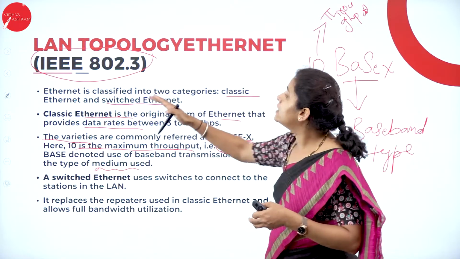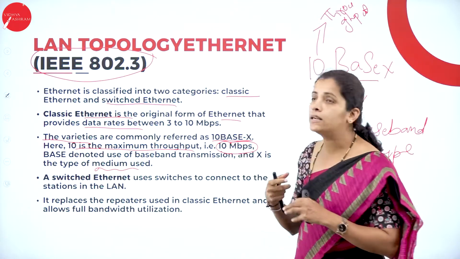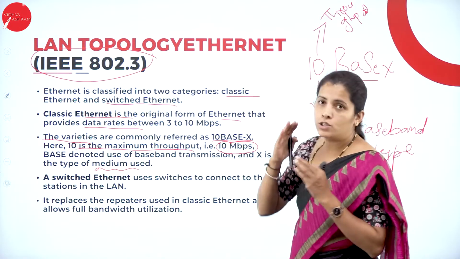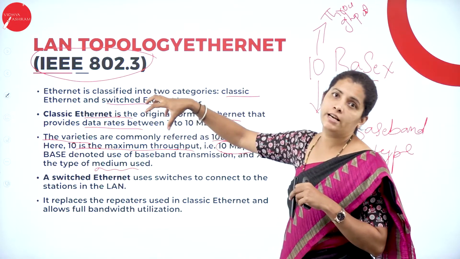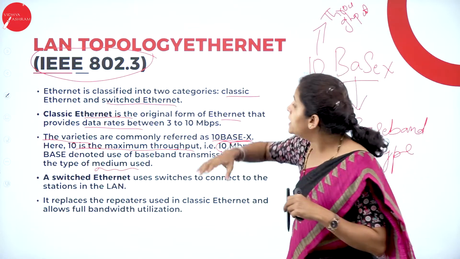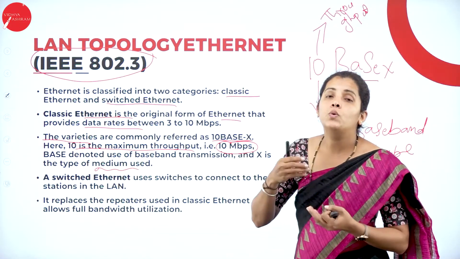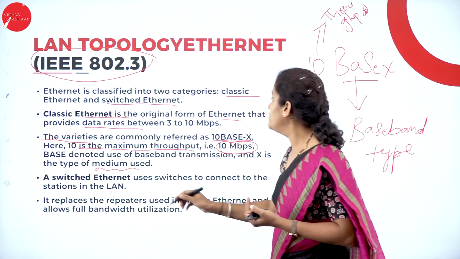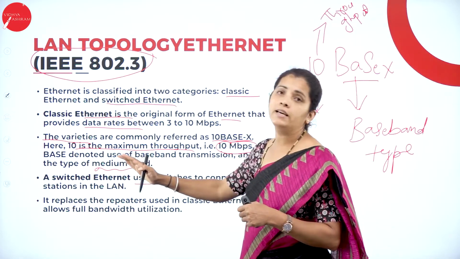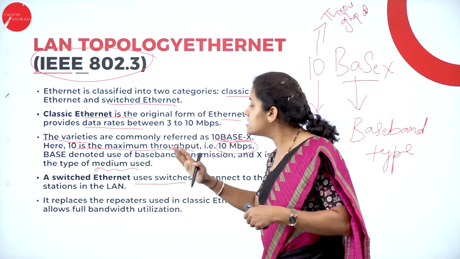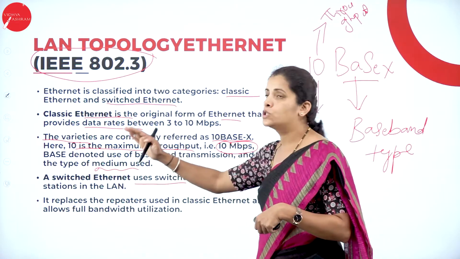Then we are going to get another type of Ethernet, that is switched Ethernet. So what is switched Ethernet? Dear student, just remember that in classical Ethernet, to establish the connection, we use repeaters. But in switched Ethernet, the name itself indicates that we are going to use switches. It uses switches to connect the stations in the LAN. That means to establish the connection between stations in the LAN, we use a switch.